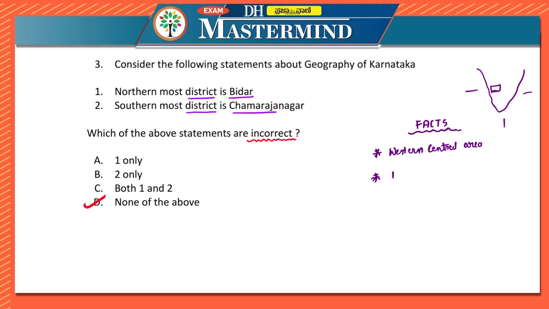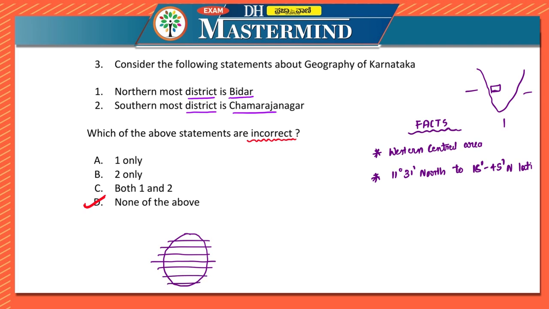Now its latitude and longitude. 11 degree 31 minutes north to 18 degree 45 minutes north latitude. We know what latitudes and longitudes are. Latitudes are horizontal divisions, and longitudes are the vertical ones. Here you have north and here you have south. So it lies between 11 degree 31 minutes north to 18 degree 45 minutes north latitude. In case of longitude, it is 74 degree 12 minutes east to 78 degree 40 minutes east longitude.